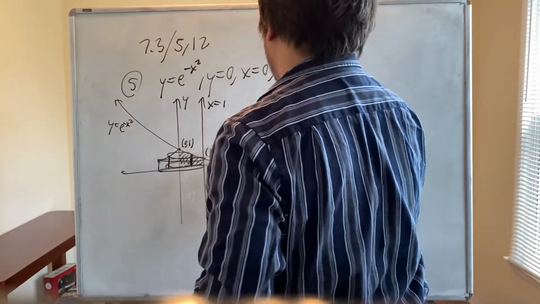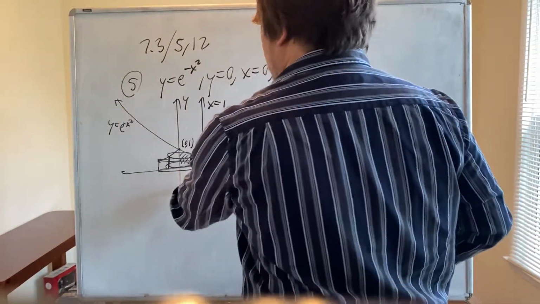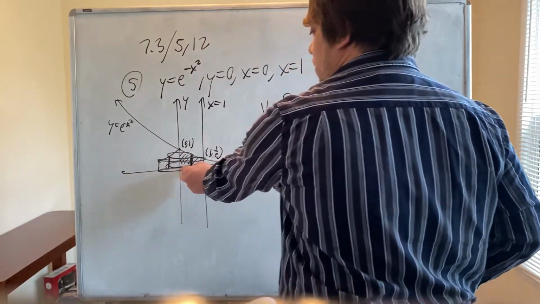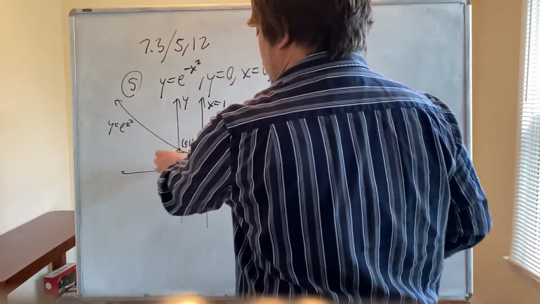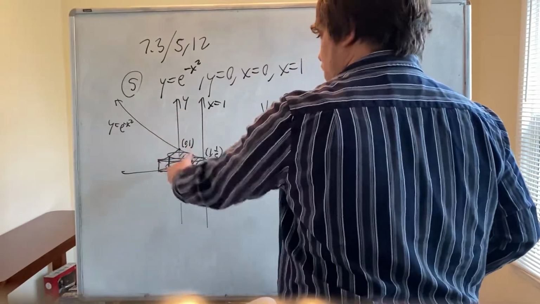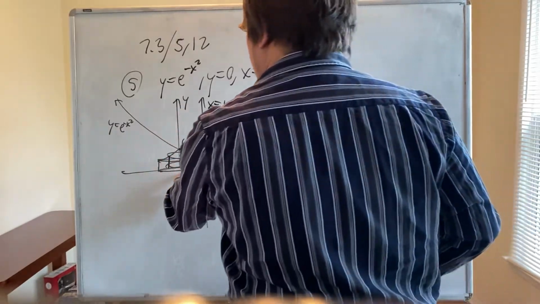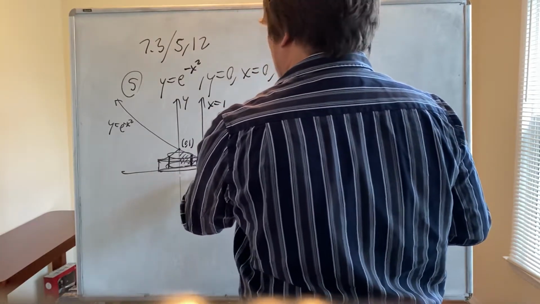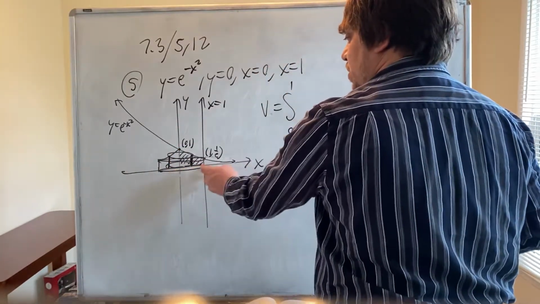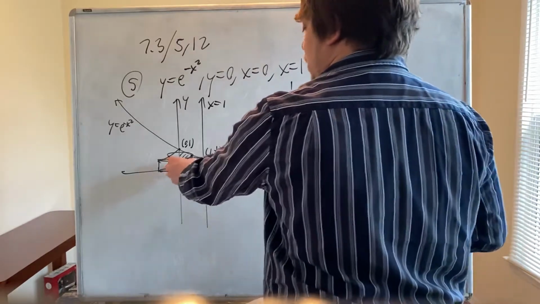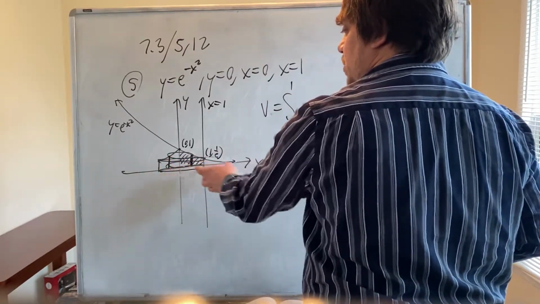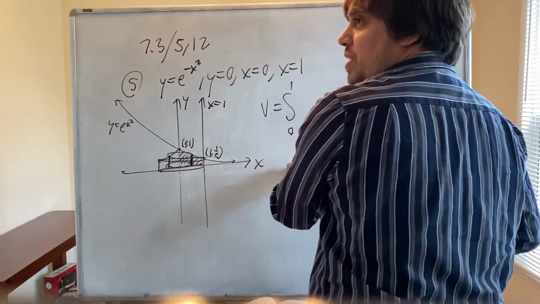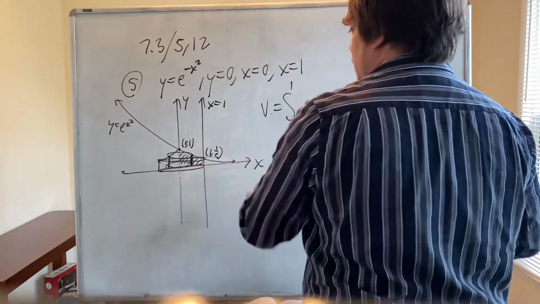So the method says take the volume as the definite integral. We're integrating with respect to x because we have a delta x here. These are vertical cylindrical shells, and that means we're integrating with respect to x. So we have x equals 0 to x equals 1, because the y-axis is x equals 0, and this line is x equals 1. The shaded region only goes from x equals 0 to x equals 1, right? x equals 7 is not in the shaded region.